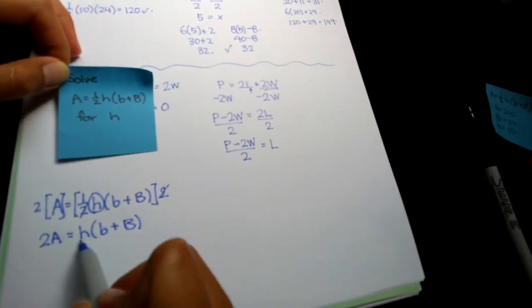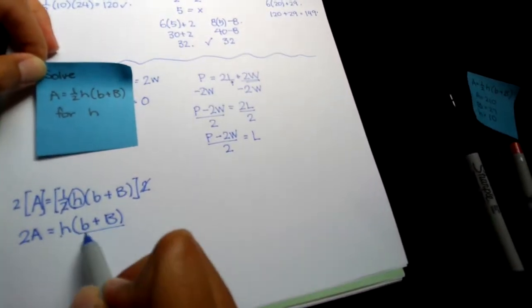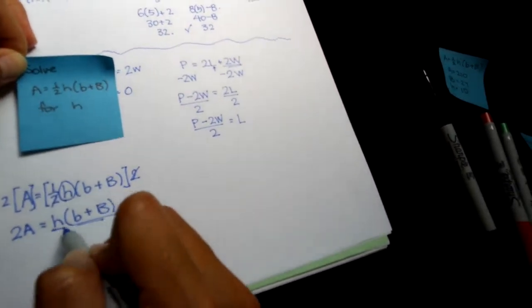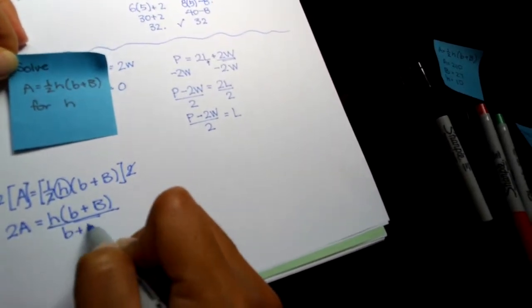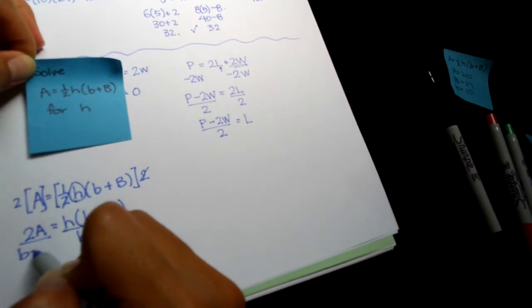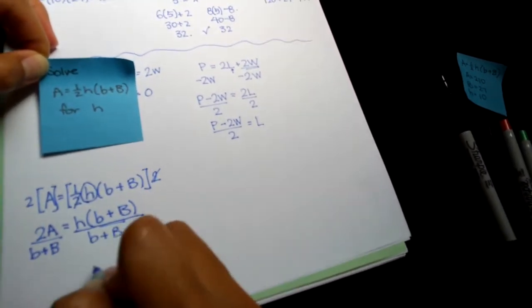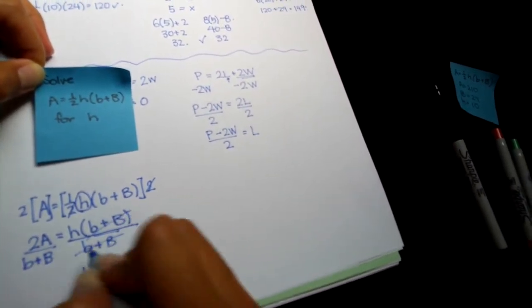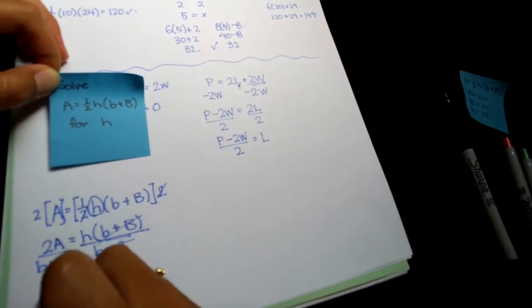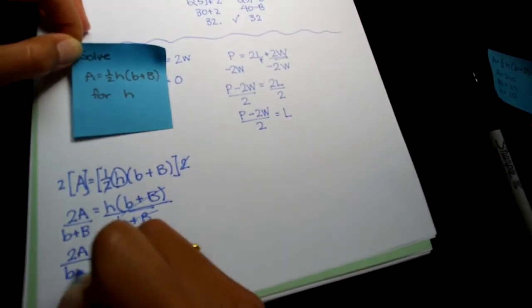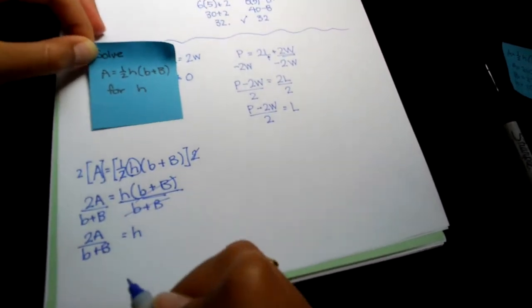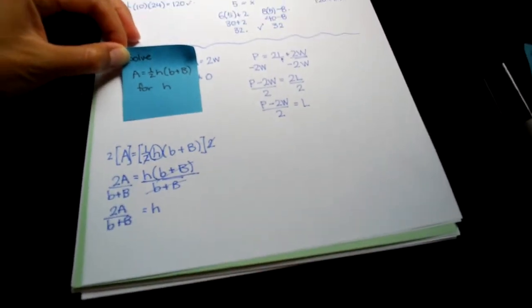And now the operation here between H and this part is multiplication. So to get rid of that, we're going to divide by what's in the parentheses. Right? So overall, H, because this will go to 1, equals 2A divided by b plus big B. Okay?